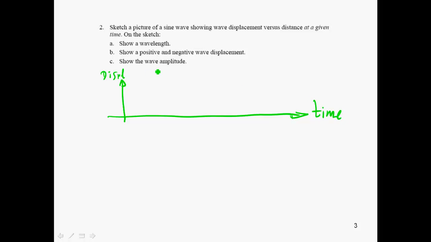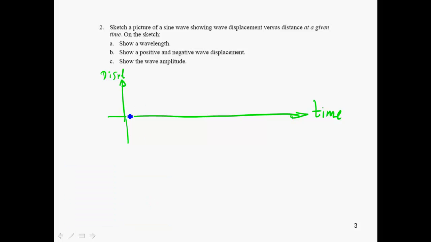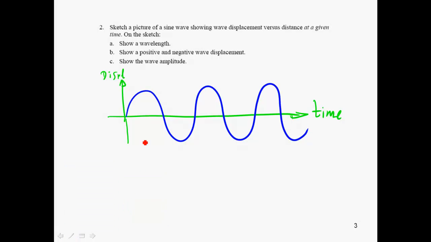And then let me just change color here so that you can see what we're doing. So here's the wave. And then change another color. Now the wavelength. Show the wavelength. Positive and negative wave displacement. Show the wave amplitude. Okay? Distance at a given time.